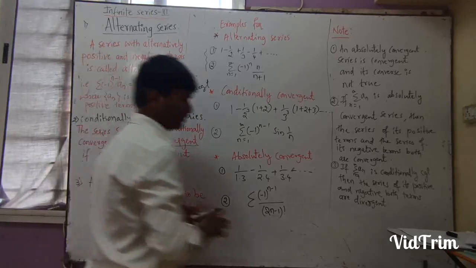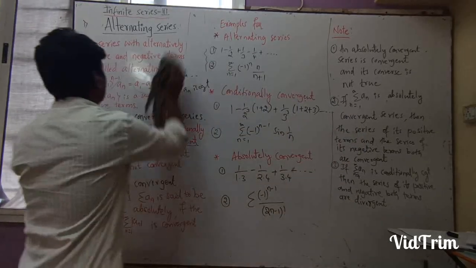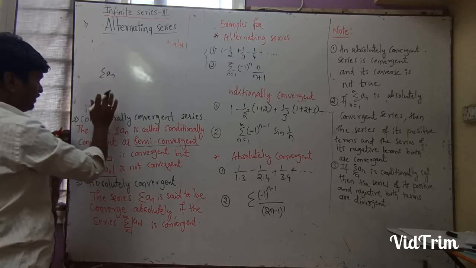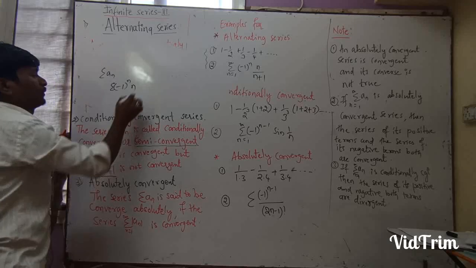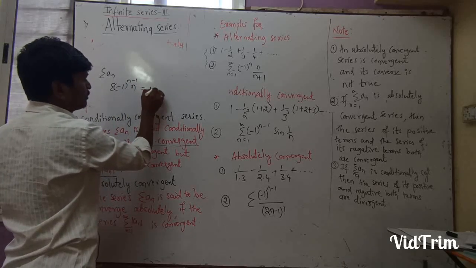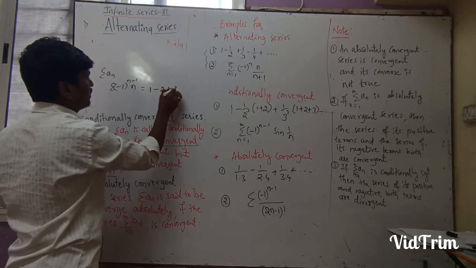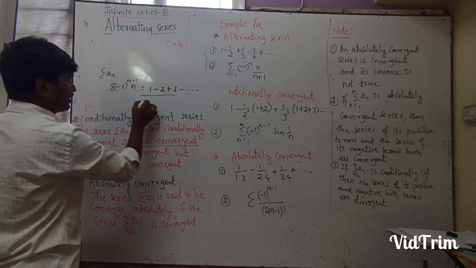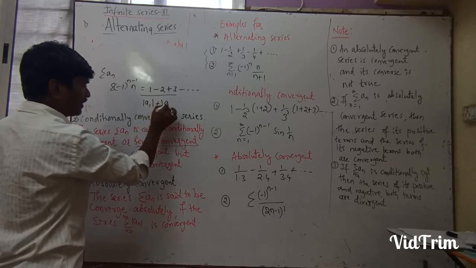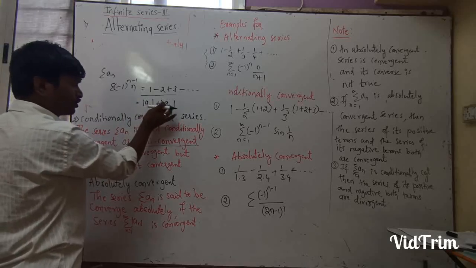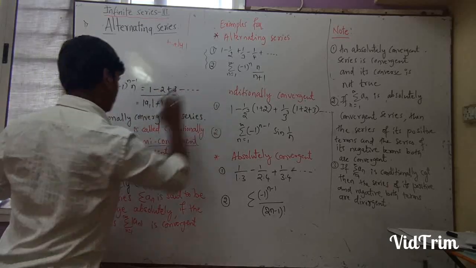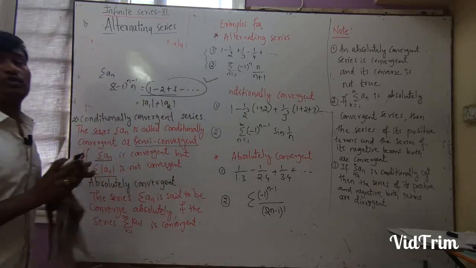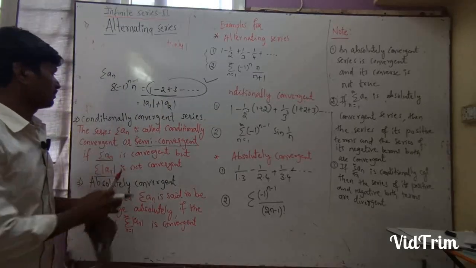Suppose I take one example: summation of an equal to summation of minus 1 to the n minus 1 times n, where the first term is plus 1, minus 2, plus 3, and it goes on like that. But if you take positive terms, modulus of a1, modulus of a2, meaning the positive term of the first term, the positive term of the second term, this series is not convergent. But summation of an is convergent, while summation of the positive terms does not converge. This is the definition of a conditionally convergent series.